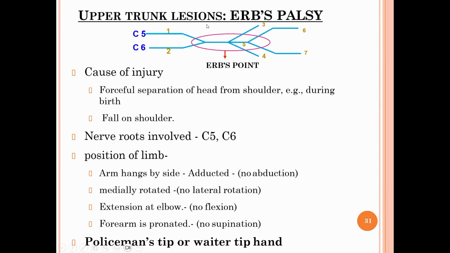Here another lesion is upper trunk lesion, which is also known as Erb's palsy. The cause of injury can be forceful separation of the head from the shoulder, as in case of during birth, and also if there is a fall on the shoulder. So here C5 and C6 roots are affected. The position of the limb here: the arm hangs by the side, adducted, because abduction is lost. It is medially rotated, extended at the elbow, and the forearm is pronated. So it is also known as policeman tip or waiter tip deformity.